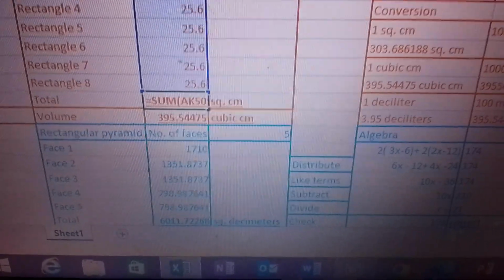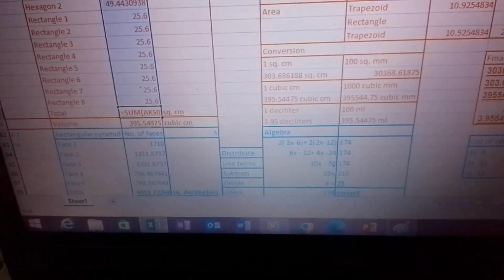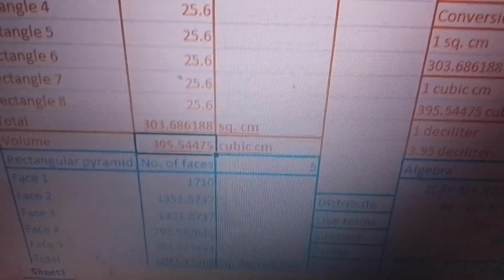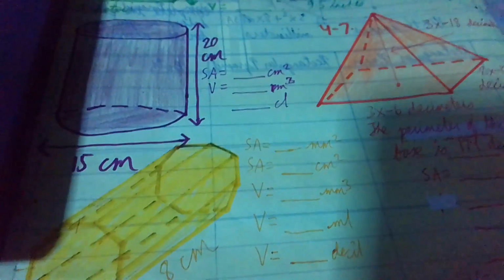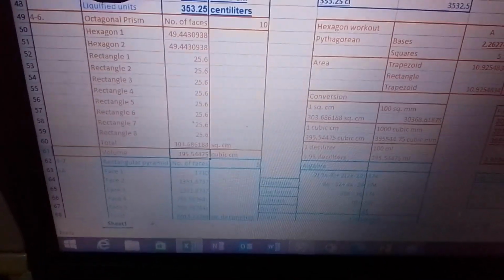And what answer did we get? We took the sum of everything and we should get 303.686. So that is the surface area of the octagonal prism. But that is in square centimeters only. We need to convert that to square millimeters. But don't worry, madali lang yan.